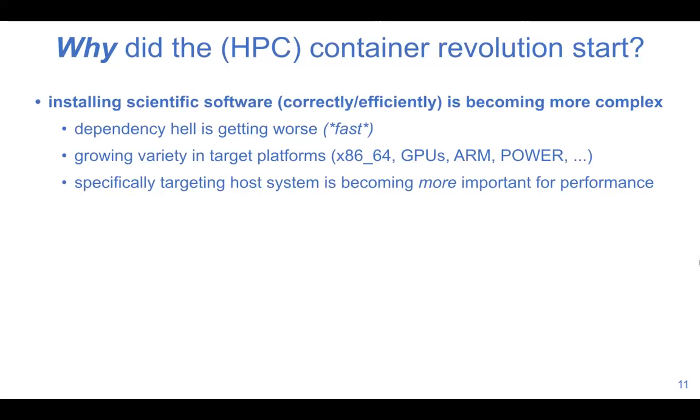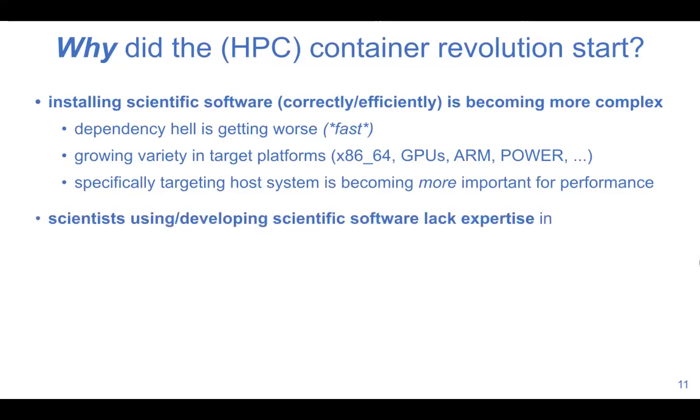We're coming back to the era where there's no longer one single main architecture, x86, but you have GPUs as well, accelerators that you have to optimize your software for, and ARM and Power are coming back into view as well, which also complicates things. And it's actually becoming more important to really target the host system to get good performance, and I'll show an example of that in a bit.